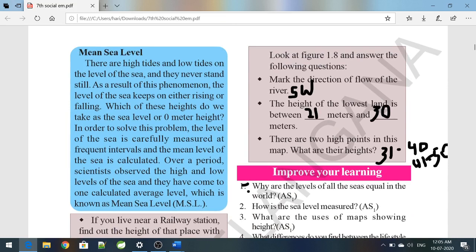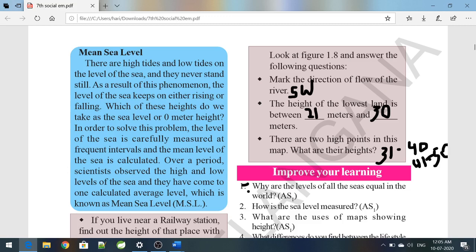So this is the mean sea level definition. There are high tides and low tides in the sea, and it never stands still. As a result of this phenomenon, the level of the sea keeps on either rising or falling. Which of these heights do we take as the sea level or 0 meter height? In order to solve this problem, the level of the sea is carefully measured at frequent intervals, meaning after 1 hour, 2 hours, 3 hours, or 1 day, 2 days, like that.